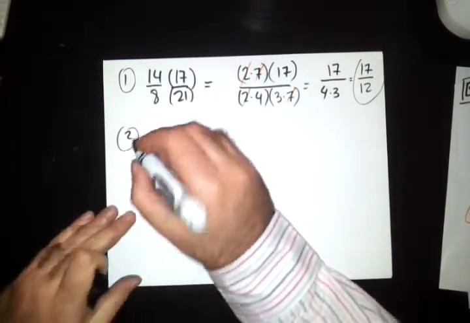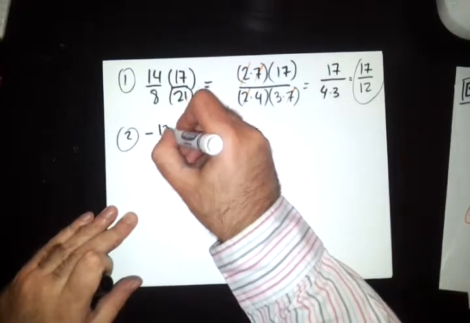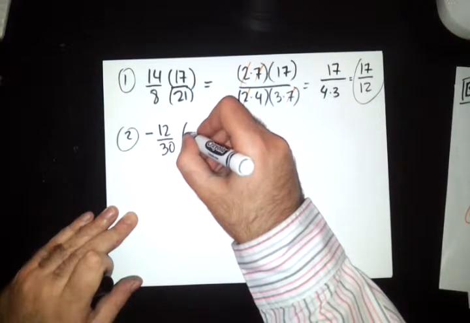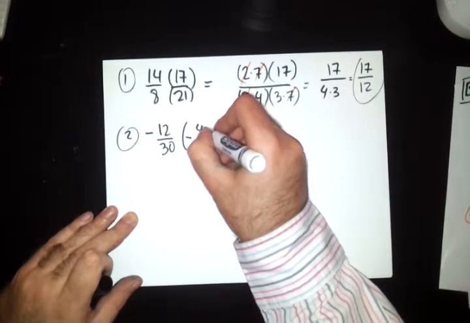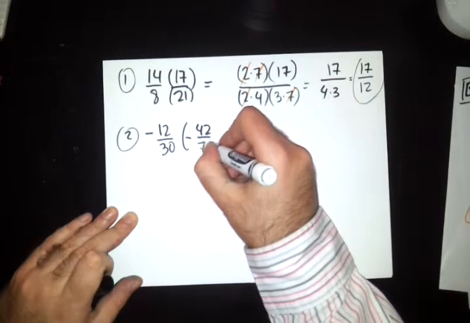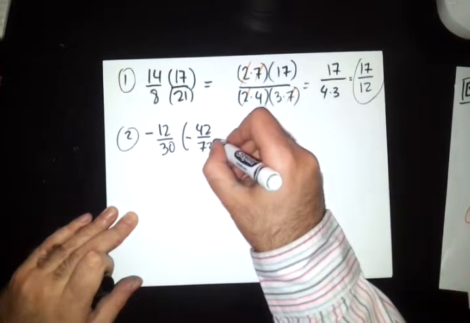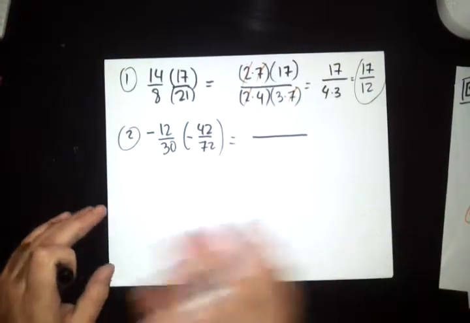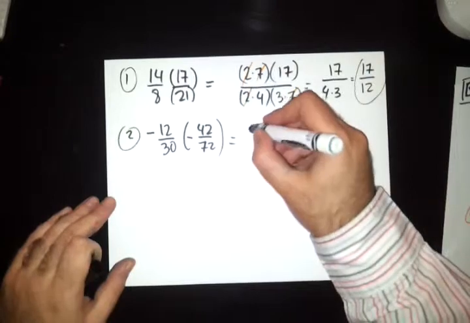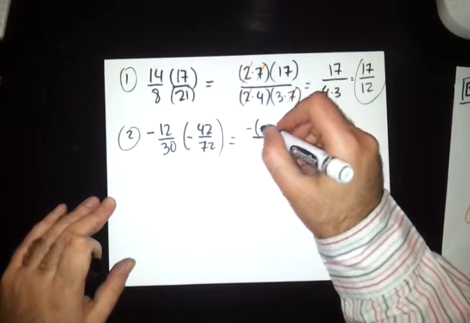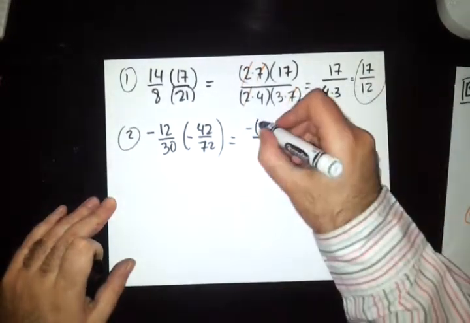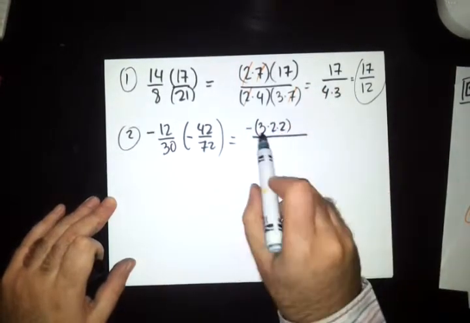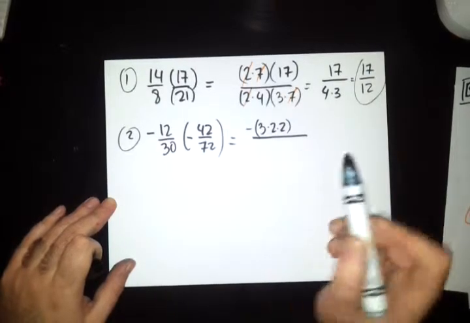Number 2, we have negative 12 over 30 times negative 42 over 72. Alrighty then. I'm going to put it all over one fraction because I can do that with multiplication. I can connect everything. The negative I want to put outside. The 12 I can write as 3 times 4. In this case, I'm going to break down that 4 into its base parts too. 3 times 2 times 2. 3 times 2 times 2, that's 4. 3 times 4 is 12.